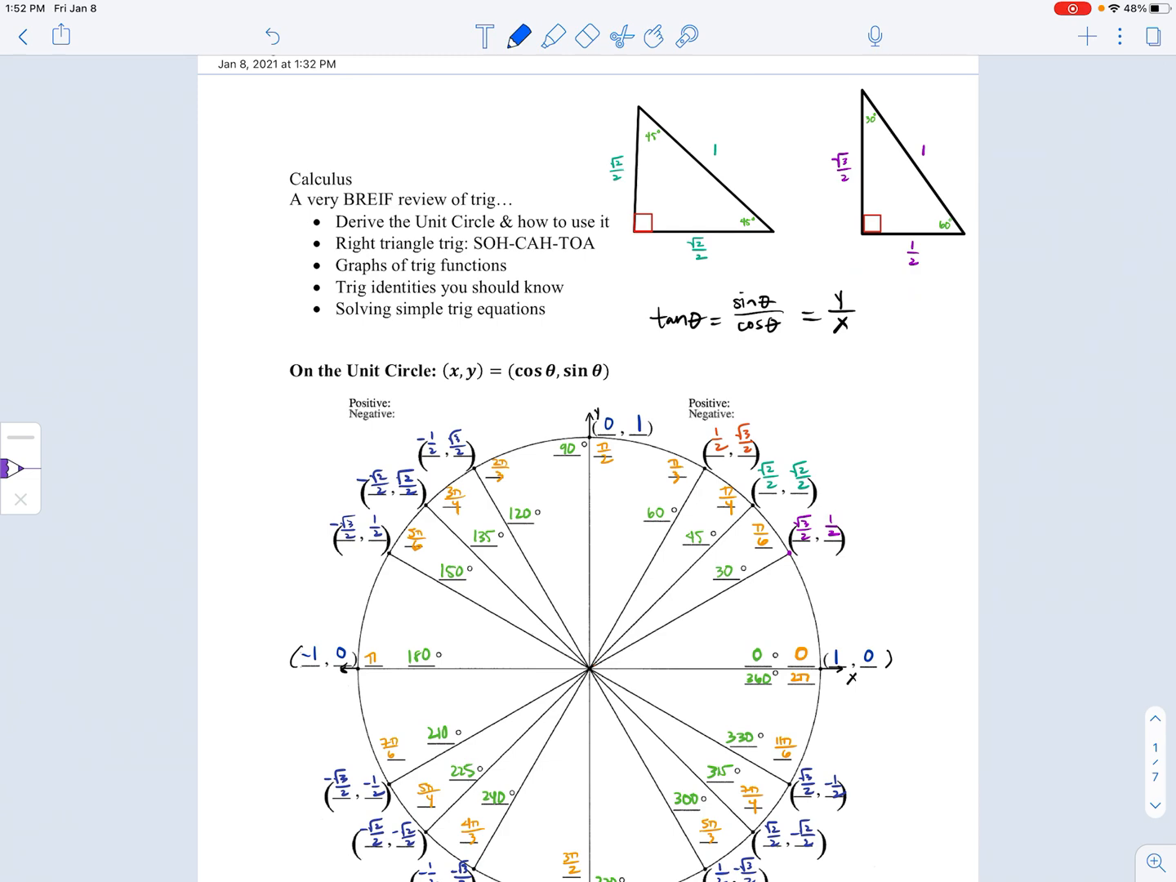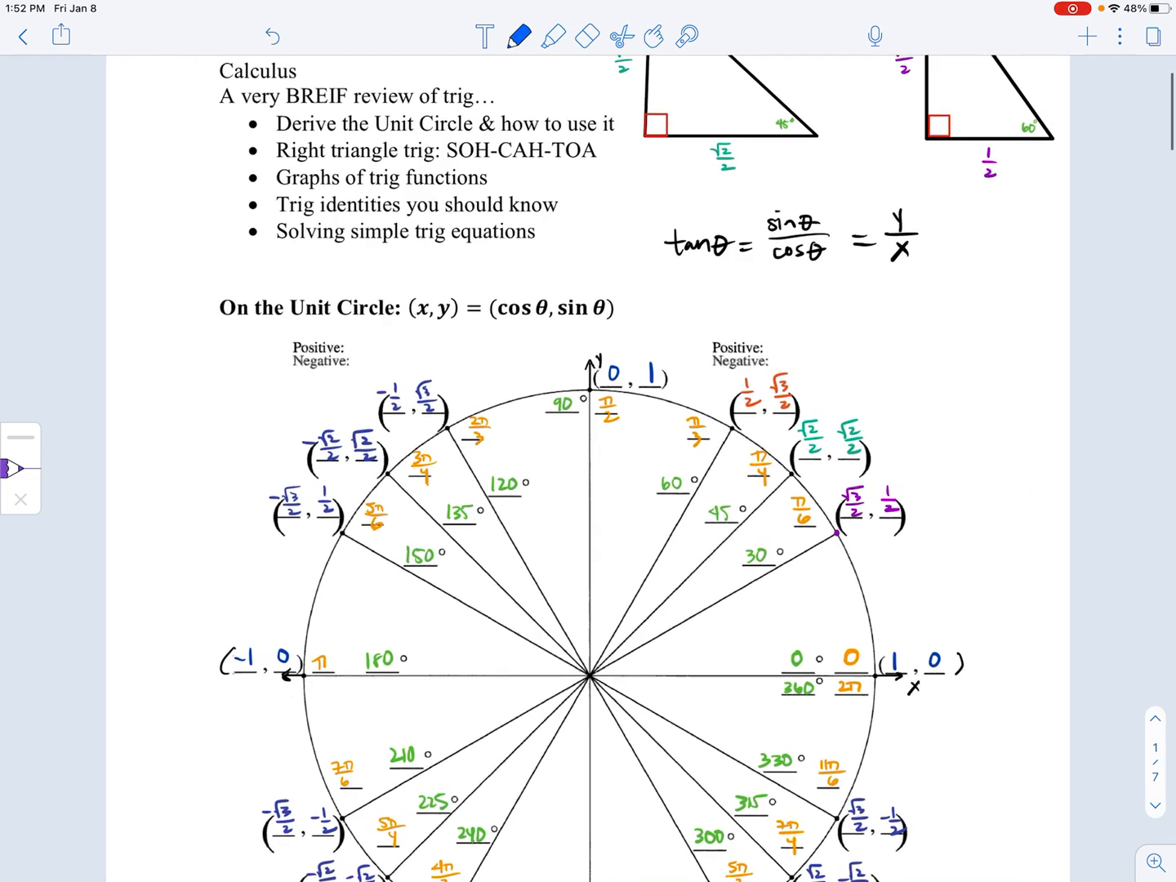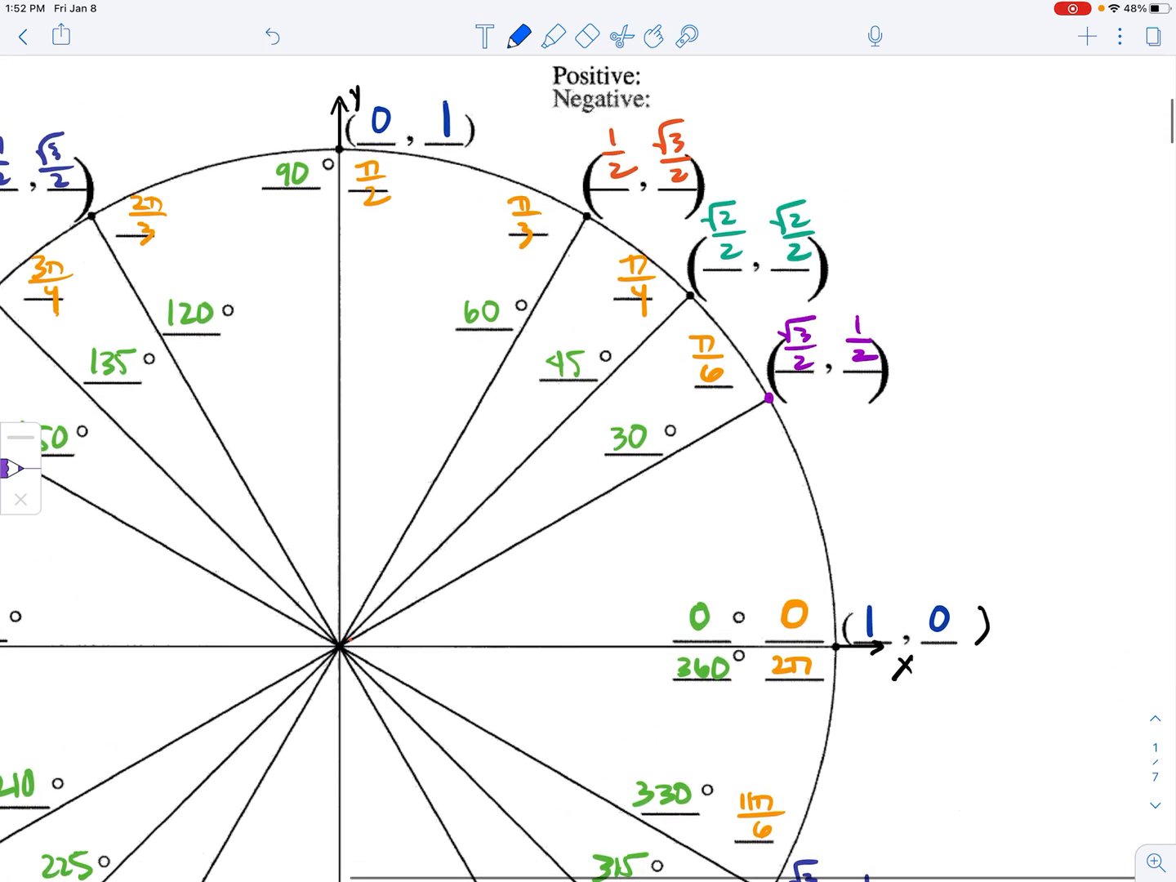I know Miss Walters made you guys write down the values of tangent. I made my students write down the values of tangent on the unit circle. Colored, I'll just use the blue. So going around the circle, I'm writing down the values of tangent. So for 0 degrees, 0 radians, 0 over 1 is 0.